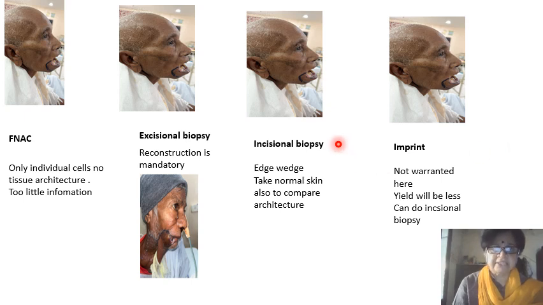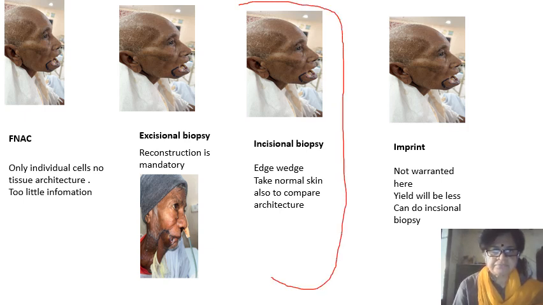So the answer is you will do an incisional biopsy. Now let's talk about an incisional biopsy. Now this is ruled out because there are ulcerated lesions in the oral cavity. Any ulcerated lesion, you can take a biopsy. No need to do a FNAC. Out of these three, what is fitting in is an incisional biopsy for this particular case, for that CA lip.